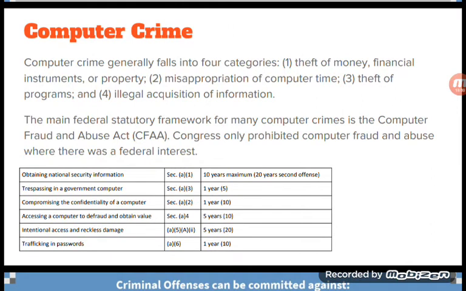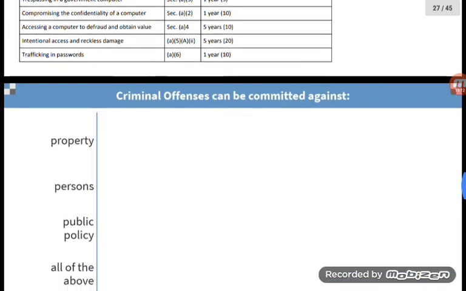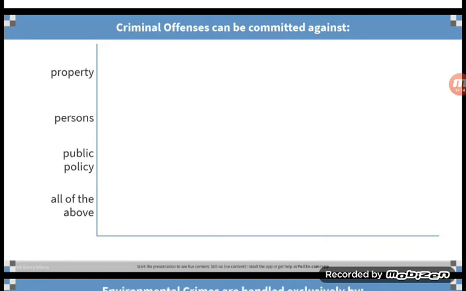Computer crime. Computer crime falls into those four listed categories. You can see the variety of lengths of punishments there, depending on the actions. Criminal offenses can be committed against what types of things? It's going to be all three of those things.